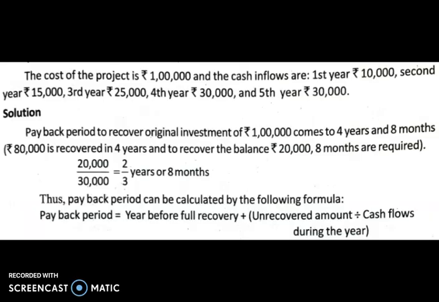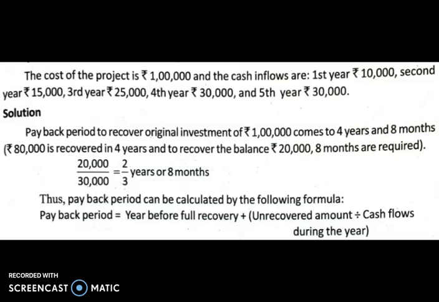Look at this example. The cost of the project is rupees 1 lakh and the cash inflows in the first year is rupees 10,000, second year it is 15,000, third year it is 25,000, fourth and fifth year it is rupees 30,000 each. We have to calculate the payback period. We can see that the cash inflows are unequal. You're not getting the same amount each year. So to recover this original investment of rupees 1 lakh, it is about 4 years and 8 months. How do we calculate that?